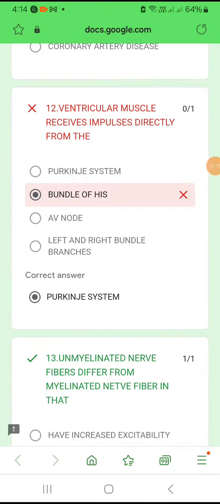There are a few mistakes when we have marked the answers. Okay, so just note down before winding up the video. Question number 12, ventricular muscle receives impulses directly from, I marked as bundle of His. The answer is Purkinje system. Okay, the ventricular muscle receives impulses directly from the Purkinje system, not from the bundle of His.